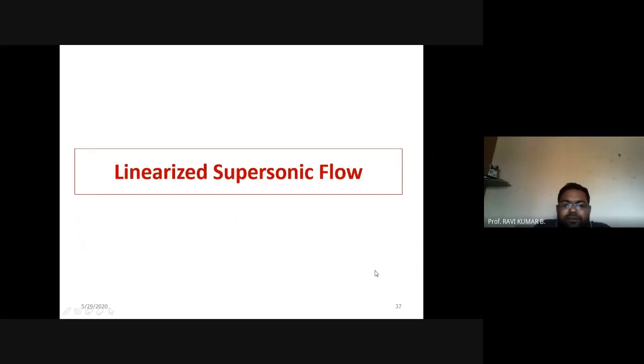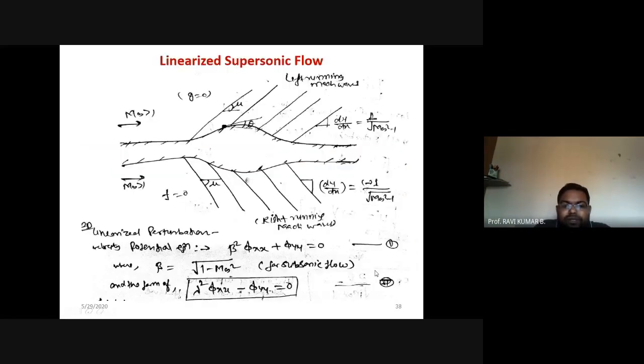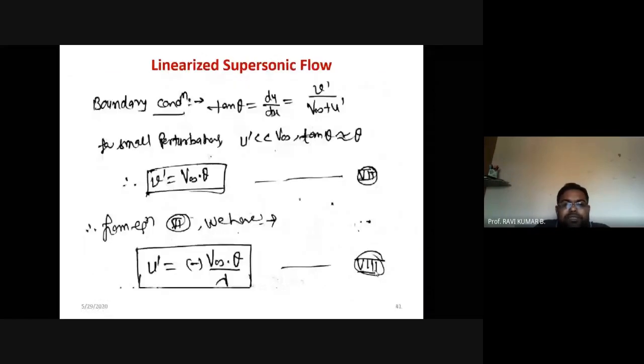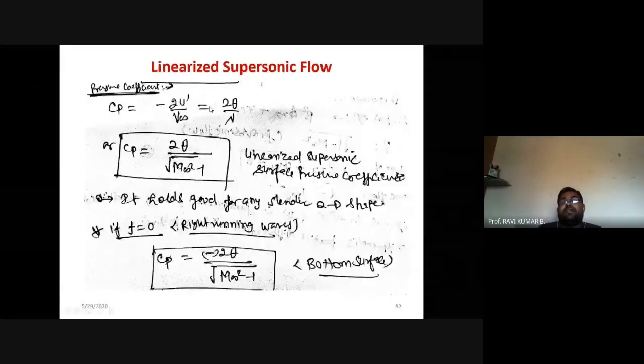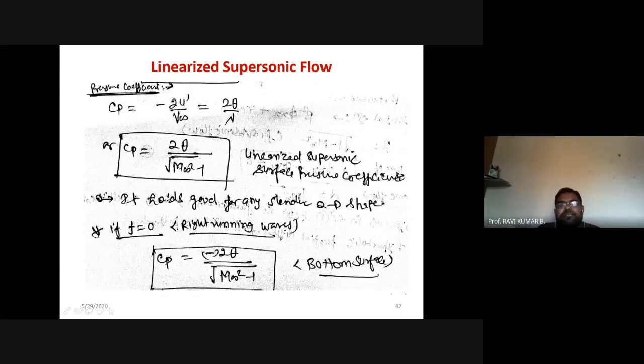Linearized supersonic flow. In linear supersonic flow, if we look at the pressure coefficient, it is almost the same equation: minus 2 times u dash divided by v infinity. Here u dash is related to the flow deflection theta. So here Cp is equal to 2 times theta divided by under root m infinity square minus 1. Now as the flow is supersonic, this term should be positive, so I cannot use 1 minus m infinity square. So I am using m infinity square minus 1. This is applicable for linearized supersonic flow.